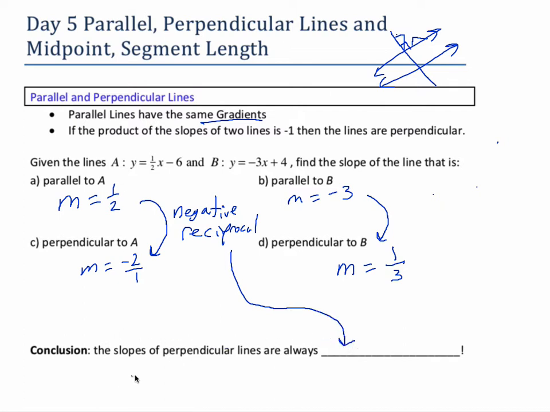Okay, the slopes are always negative reciprocals. Another way to say that is the slope of a line and the perpendicular line, they multiply to give you -1. Okay, so that might help in some algebraic situations. Okay, and notice these numbers multiply to give you -1 every time.